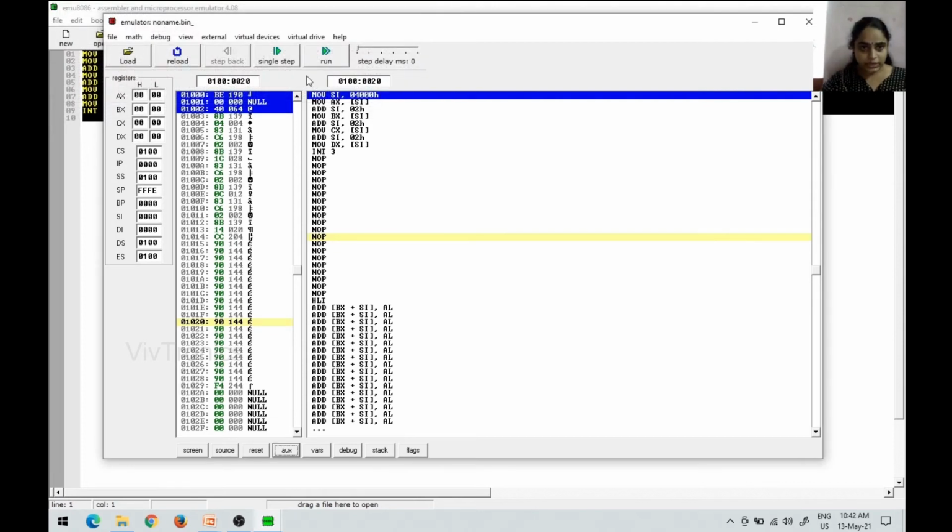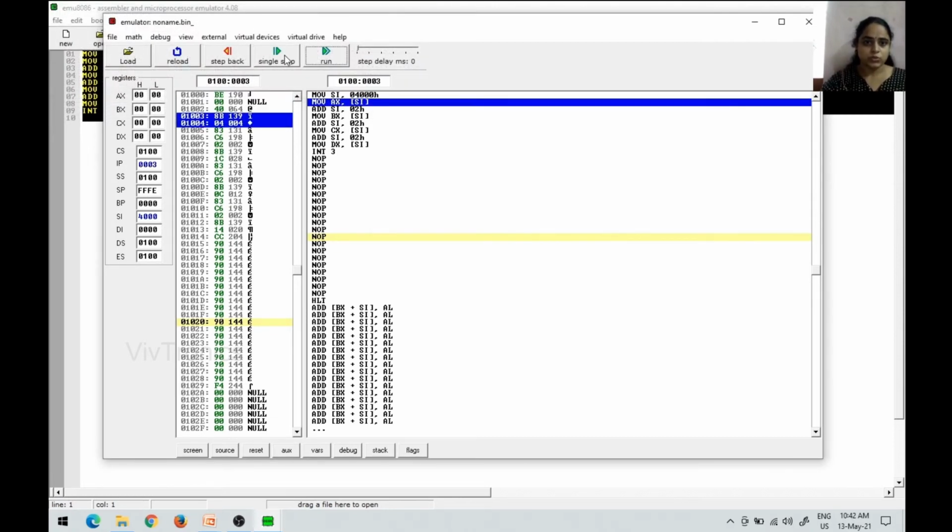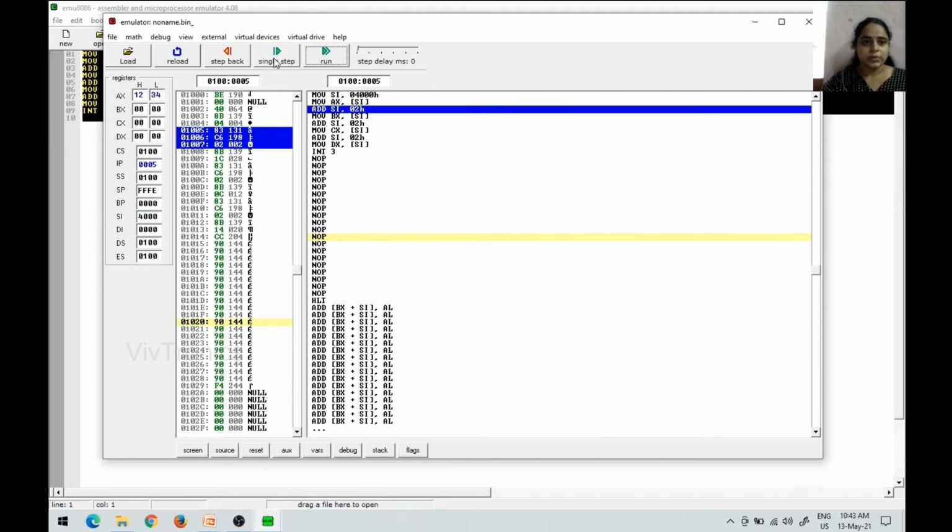So now let us enter into single step mode. So MOV SI, 4000H. Automatically SI is moved to 4000 here, and the instruction pointer got incremented by 1. And next MOV AX, [SI]. So now the SI register is at 4000. So from 4000, 4001 the data is 1, 2, 3, 4. AX is loaded with 1, 2, 3, 4 data.